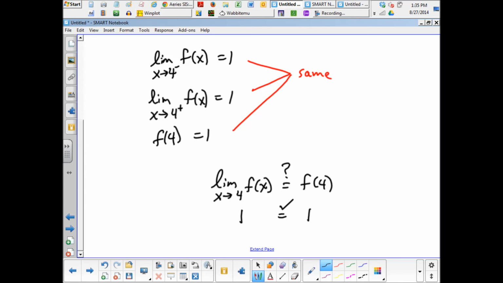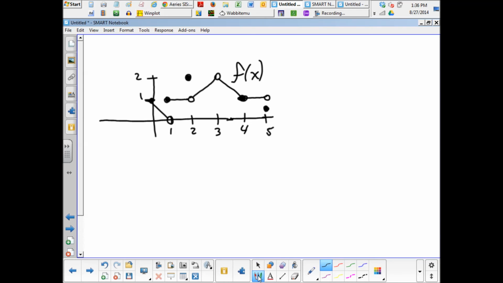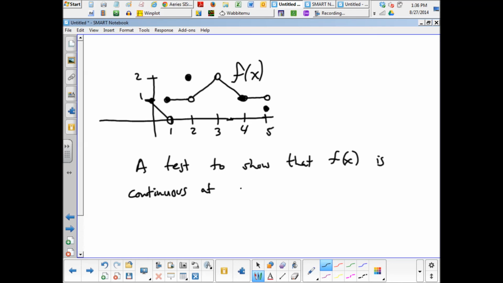Okay, now I'd like to prove that f of x is continuous at its left endpoint. So let's go back and look at our graph. Okay, I would like to provide a test to show that f of x is continuous at its left endpoint. So how would I prove on the AP test that this graph is continuous at its left endpoint? Where is the left endpoint? 0, 1. Yes, this first point right here. We're talking about this guy. That point right there. Okay.